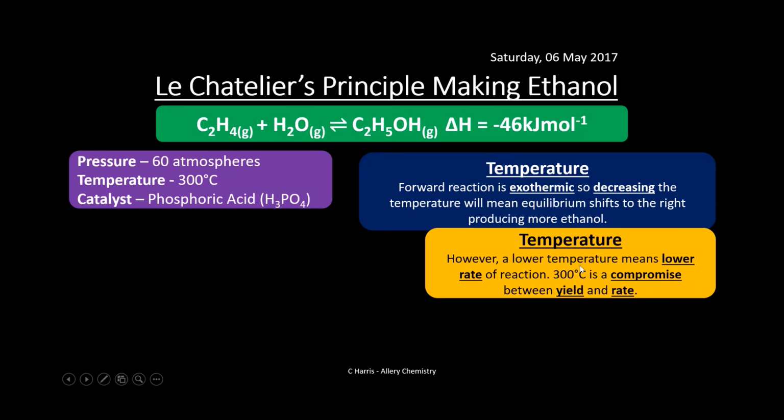So basically, we come to a compromise. Okay, and the compromise is we use a temperature of 300 degrees Celsius. So the compromise is between yield and rate, how much we produce and how quickly we produce it.